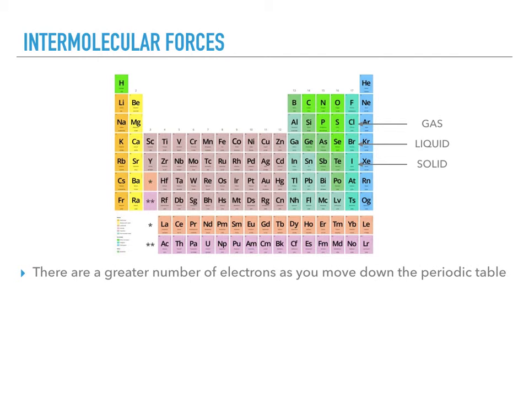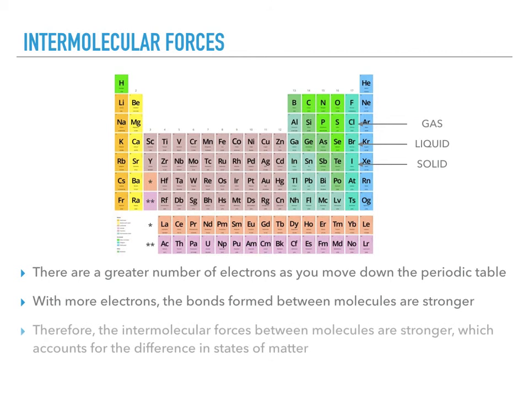As you move down the periodic table, there are a greater number of electrons for the elements. With more electrons, the elements have greater polarizability and form stronger bonds between the molecules. With stronger intermolecular forces, the bonds formed are harder to break, which makes the different states of matter, from gas to liquid to solid.